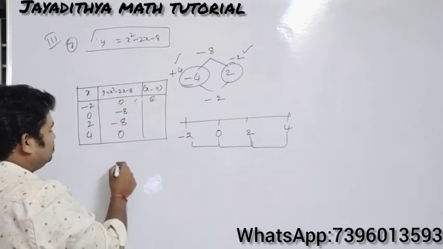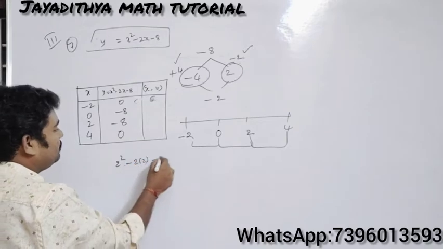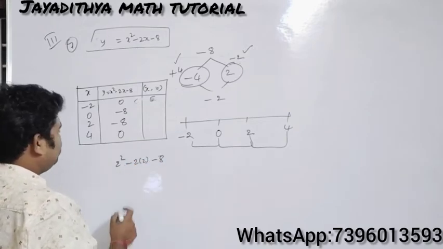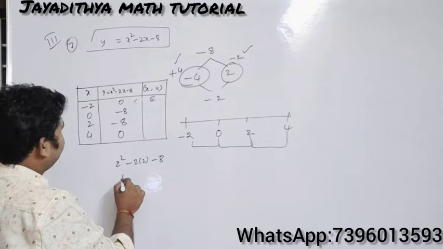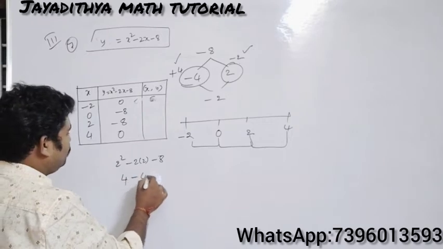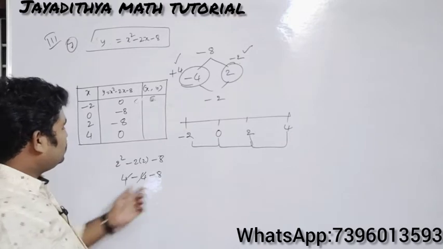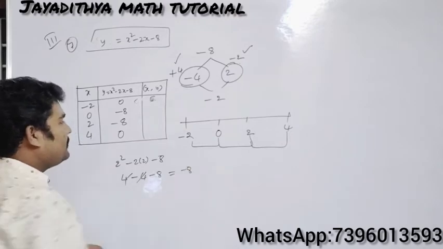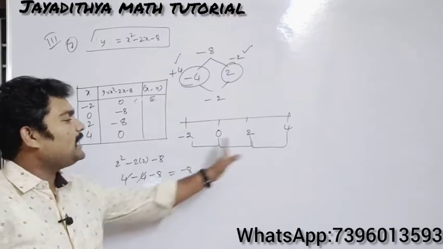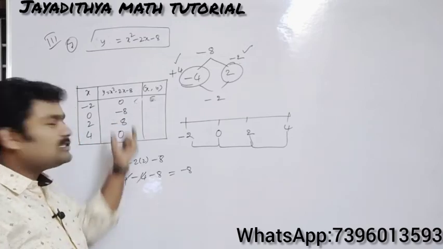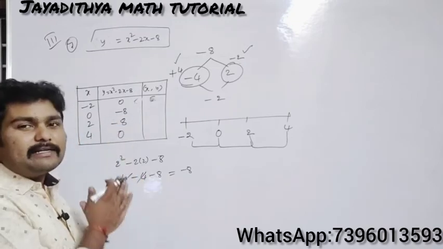Let us take 2 here. That is 2 square minus 2 into 2 minus 8. So this is 4 minus 4 minus 8. Plus 4 and minus 4 both get cancelled, and again you will be left with minus 8 only. So without calculation, if you take these values accurately, then your answers will be direct. Are there any tough calculations here?